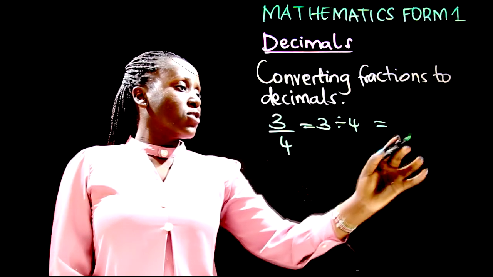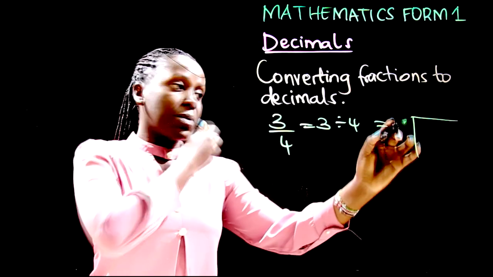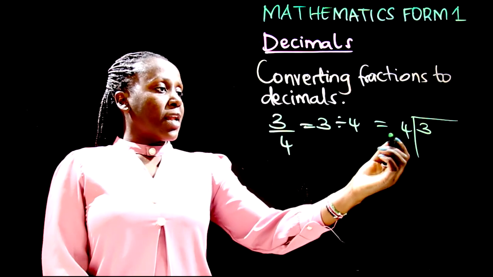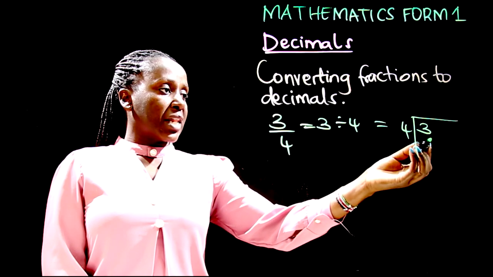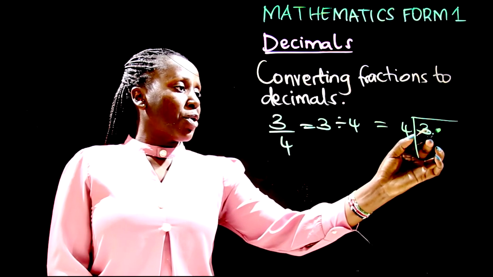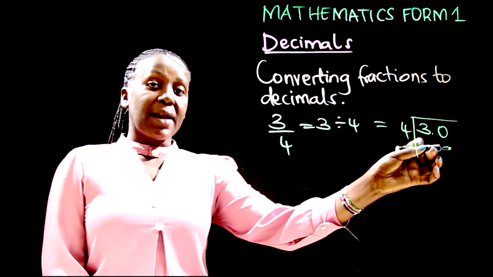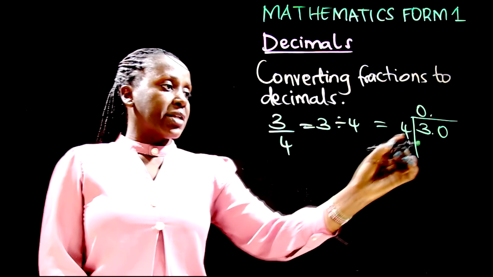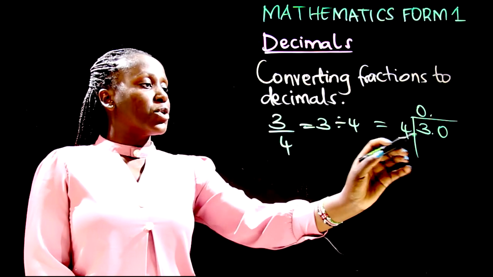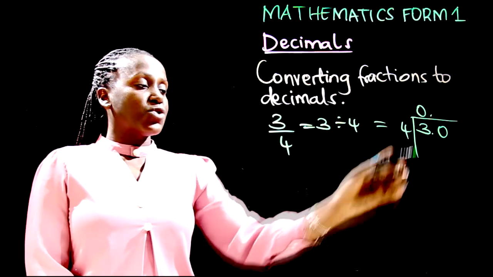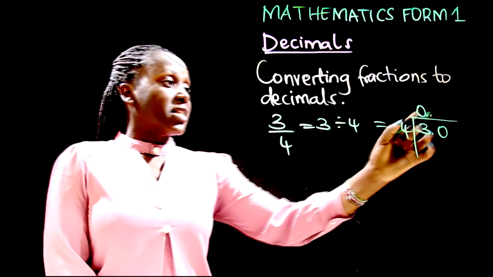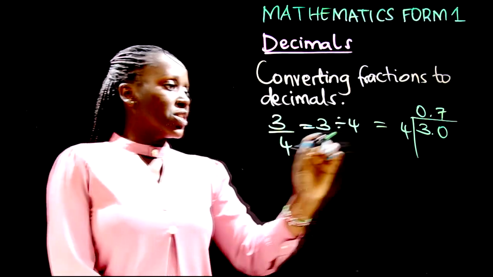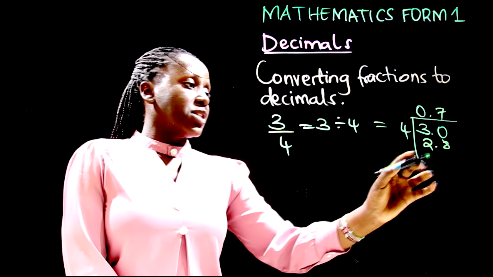So we have 4 and then 3. This is 3 divided by 4. Now, since 4 is greater than 3, we will have to add a decimal point and a 0 here so that we form a number that is greater than 4. We do the same at the top here, 0 point. So we treat this like 30. 4 goes into 30 how many times? It goes into 30 7 times, because 4 times 7 is 28. So we write 28 there.